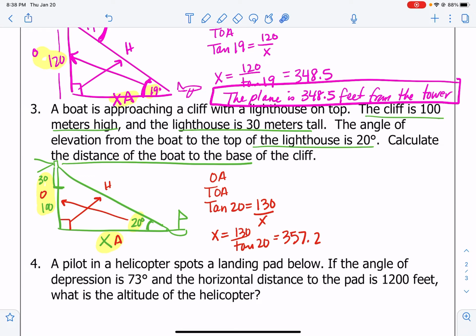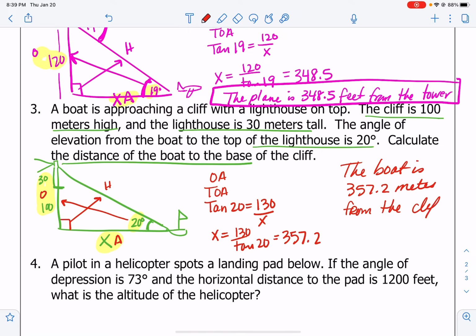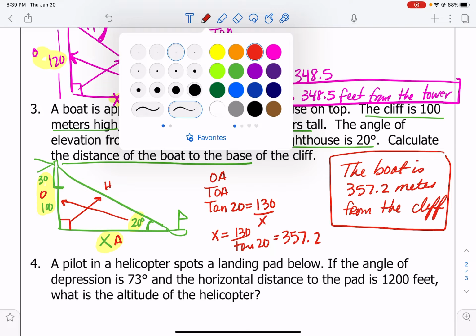So what does that mean? The distance from the boat to the base of the cliff. The boat is 357.2 meters from the cliff. All of our units were in meters. So we can start each problem with a right triangle, and then we just draw the story to fit so that we can label the sides and go from there.